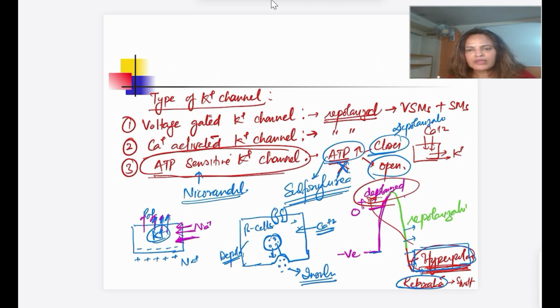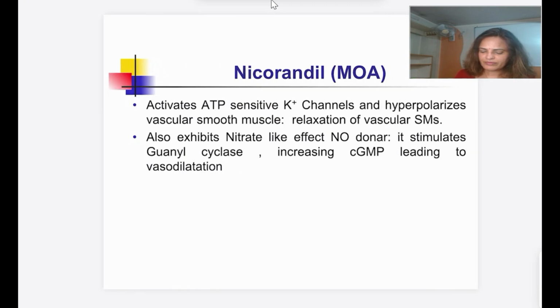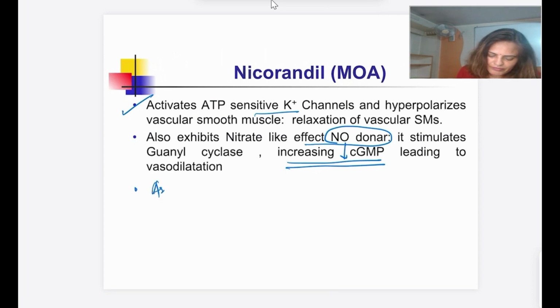So Nicorandil is going to cause the opening of the channel and causes hyperpolarization, and there is a relaxation of the smooth muscle. So you can see here, this is one mechanism. The other one is like a nitrate, which also releases NO from the vascular endothelium by increasing the level of cyclic GMP. By this, they are going to cause vasodilatation of both arteries and veins.